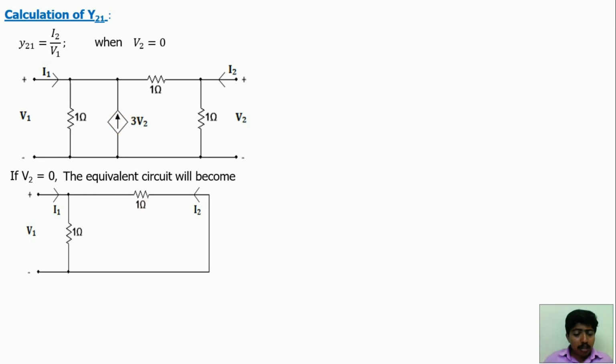Okay. Now we have to find I2 by V1. So just apply Kirchhoff's voltage law in the outer loop. Minus I2 into 1, because the current direction is the opposite direction. So V1 is equal to minus I2 into 1. From that we can find V1 by I2 is equal to minus 1. So I2 by V1, Y21, is equal to minus 1.